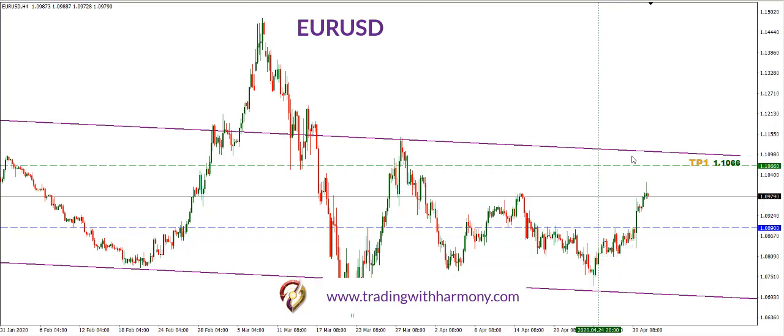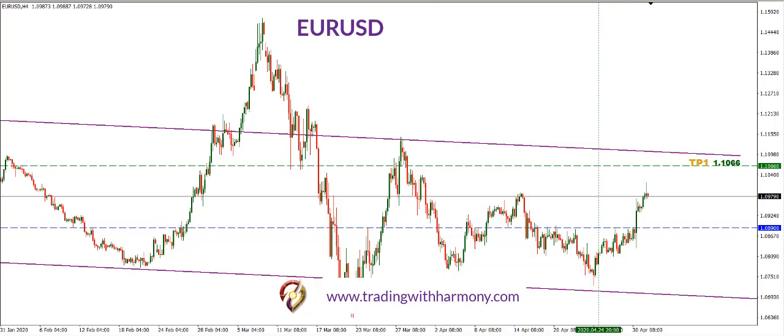this target here, which it did come up and hit. And for this week what I'm looking for is a bit of a pullback to here, and then quite possibly back up to this target here, being the TP1, which would be the 1.1066. So that's what I'm looking at for this coming week on the euro dollar.